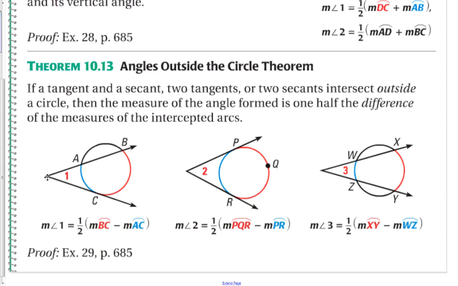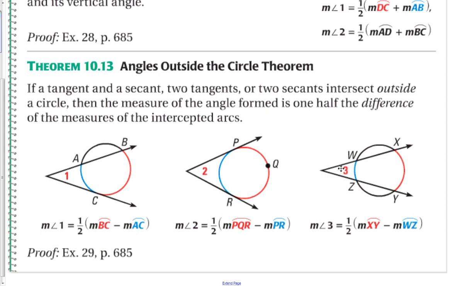For outside the circle, the formula is angle equals half the difference. Now, how do you know which one to subtract? The outer one, in this case the red ones, are the larger of the two. So the second one, where our lines intercept, is the bigger arc. So angle 1 is half BC minus AC, and you've got to do that subtraction first. It's in parentheses. Angle 2 equals half PQR minus PR. These form the whole circle. Sometimes that can help, but in general, angle 2 equals half PQR minus PR.